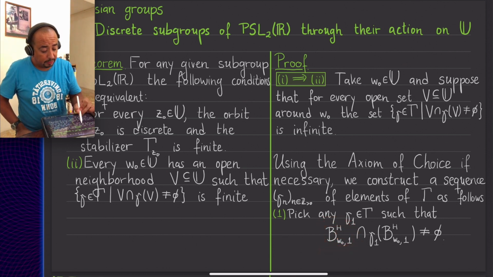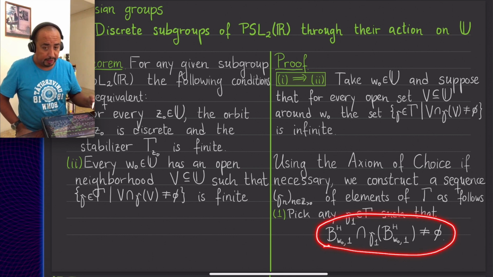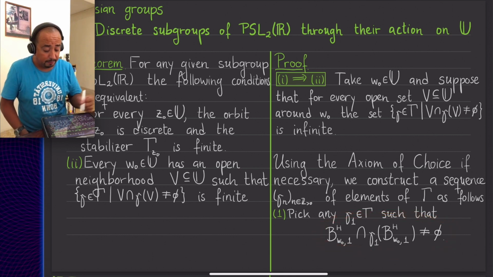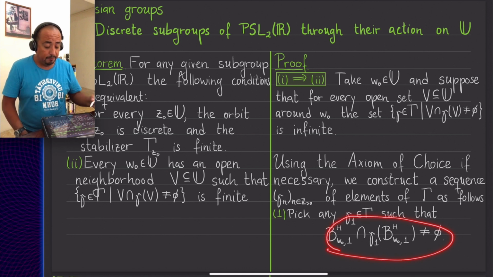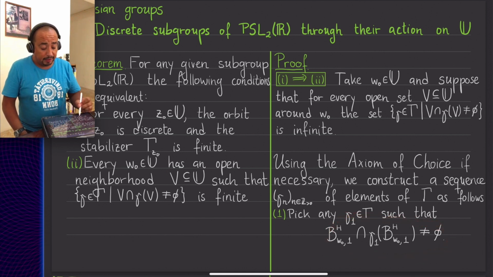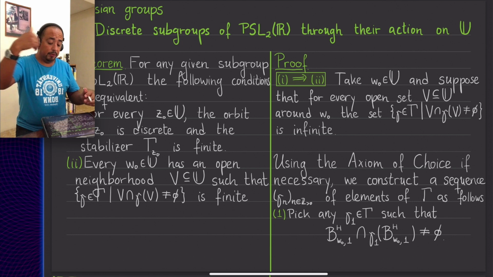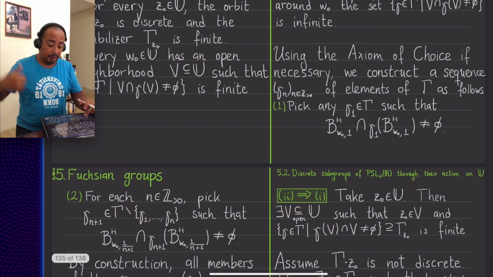So for that open set, I know that this set is infinite. So in particular, I can pick one element of gamma such that this intersection is not finite. I mean, I can pick infinitely many, so in particular, I can pick this one. Okay, now once I pick this one, then I move to the next ball, and then to the next ball, and so on.